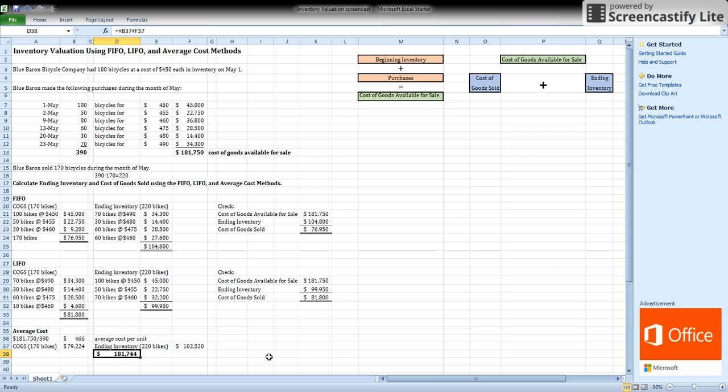So as you can see, the average cost for cost of goods sold is going to give you a number that's between FIFO and LIFO. The 79,000 falls between 76,950 and 81,000. And also our ending inventory number is going to fall in between. That's the way the average cost is always going to fall. So this completes our screencast on inventory valuation using FIFO, LIFO, and average cost methods.